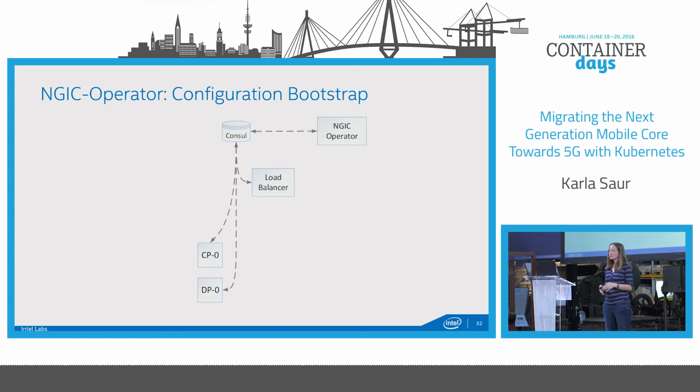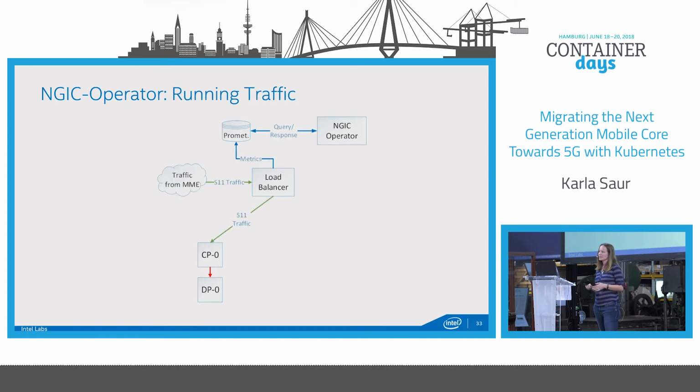And after it's created those, there's some quick configuration bootstrapping that I talked about briefly earlier. The CP and DP are assigned this network information. They store that in Consul. The load balancer can retrieve that from Consul, and that way the load balancer is aware of how many CP instances it has. And all of this is monitored and facilitated by the operator.